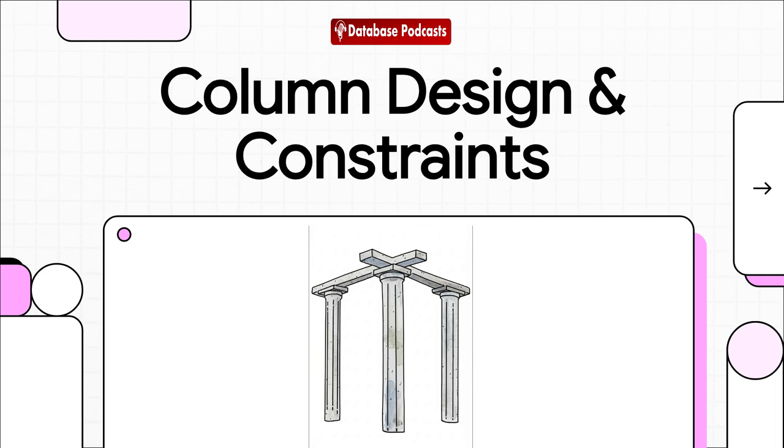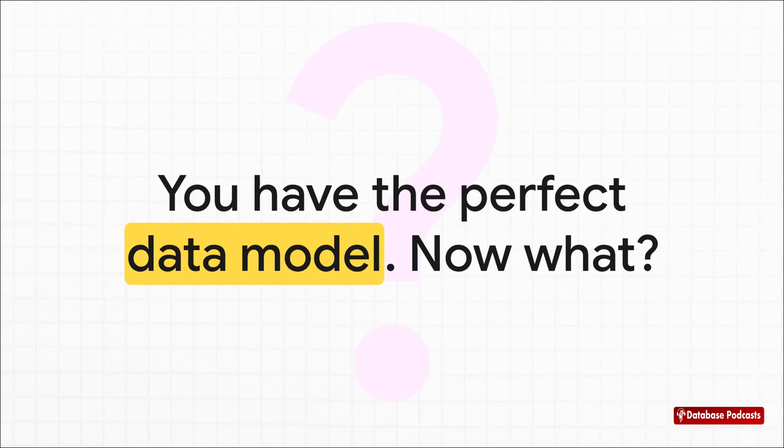Let's get started. Right? This is the big question. You've got your entities, your relationships, all the keys mapped out. But the real magic, the stuff that makes it work, is in the details. How do you translate that high-level plan into a physical design that actually enforces your rules and doesn't fall apart later? That is exactly what we're going to build out today.